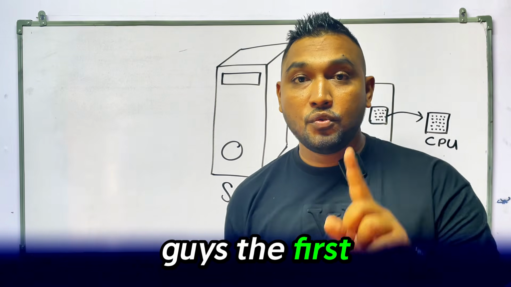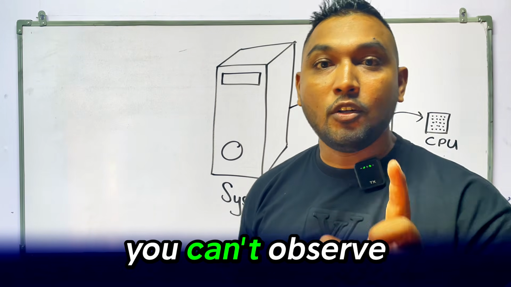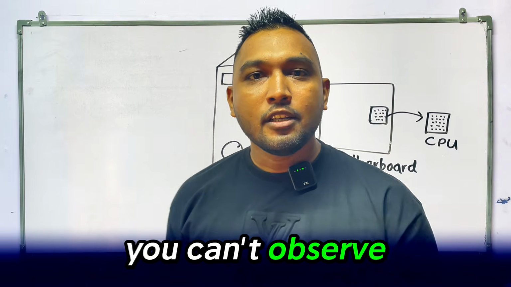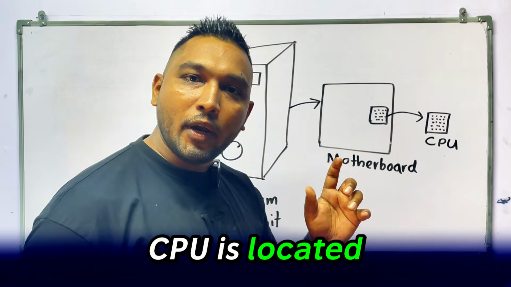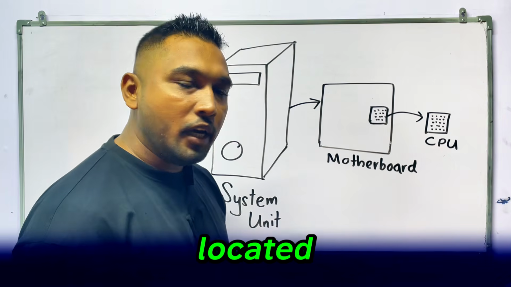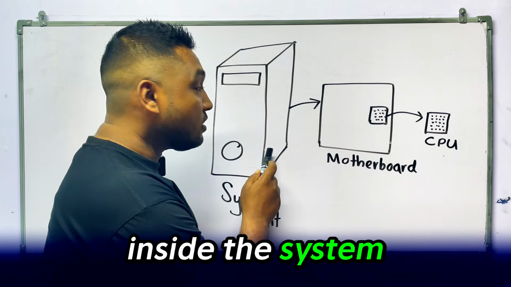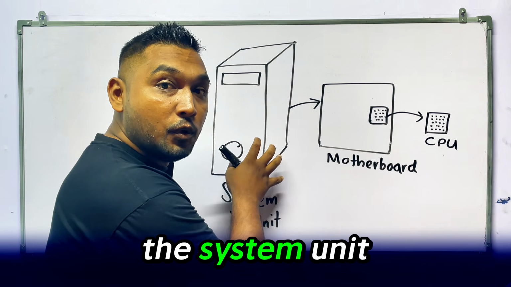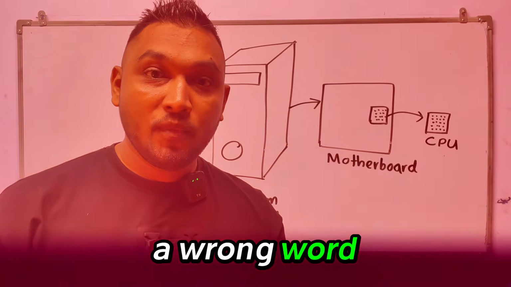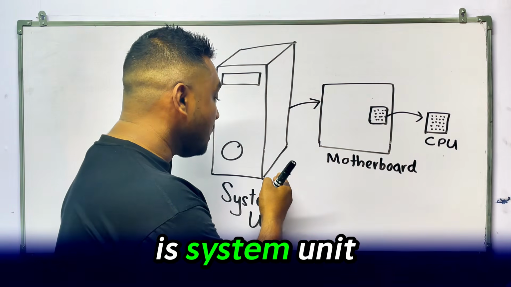Guys, the first thing to remember is you can't observe the CPU from the outside. That means the CPU is located inside the computer, inside the system unit. This is the system unit. Sometimes people say this is the CPU, but that is a wrong word. Just remember, this is the system unit.